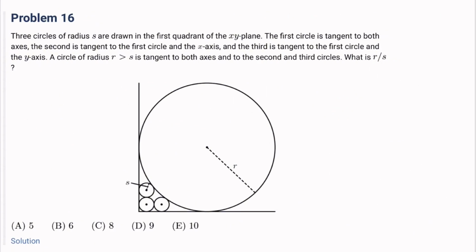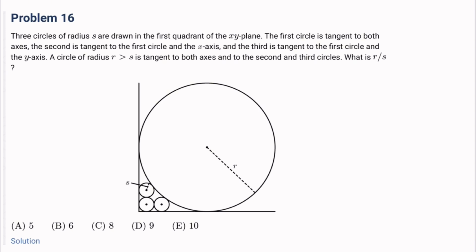Number 16, 3 circles of radius S are drawn in the first quadrant of the xy plane. The first circle is tangent to both axes, the second is tangent to the first circle and the x-axis, and the third is tangent to the first circle and the y-axis. A circle of radius R greater than S is tangent to both axes and to the second and third circles. What is R over S?